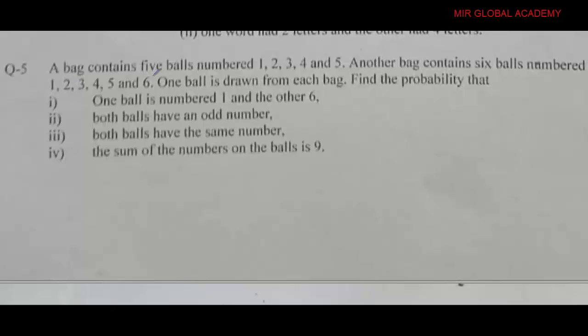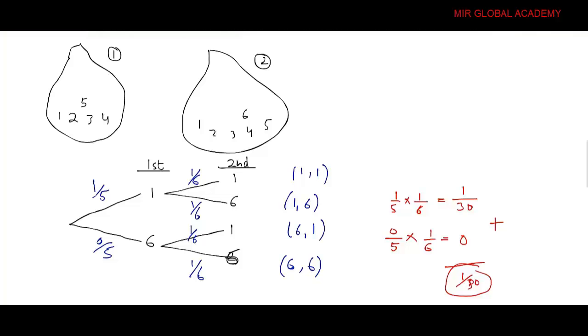A bag contains 5 balls numbered from 1 to 5, and another bag contains 6 balls numbered from 1 to 6. One ball is drawn from each bag. Find the probability that one ball is numbered 1 and the other 6. So there are 2 bags. The first bag contains 5 balls. So the probability of 1 is 1 over 5, and as there is no 6 ball, its probability will be 0 over 5. We are interested in only 2 balls, 1 and 6, so we have 2 branches in our tree diagram.